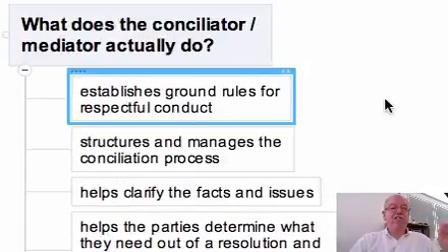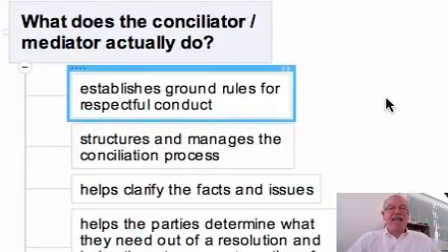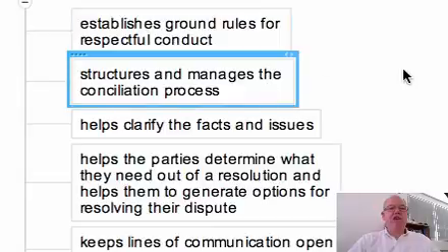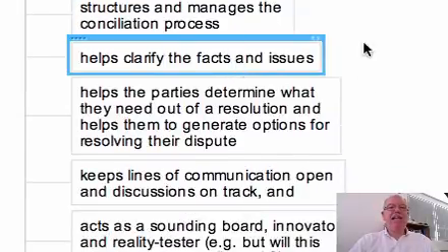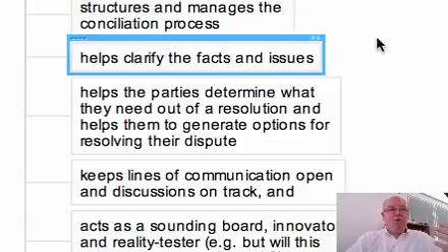Well, in practice, the first thing is to establish ground rules for respectful conduct. This is how we're going to talk to each other. We're not going to scream or shout or hit each other. We are going to behave in this way. You get the people's buy-in to that as a first step. You then structure and manage the conciliation process. You help to clarify the facts and the issues. You allow people to hear one another talking to each other or see what they've written, so that you get some true communication actually going.